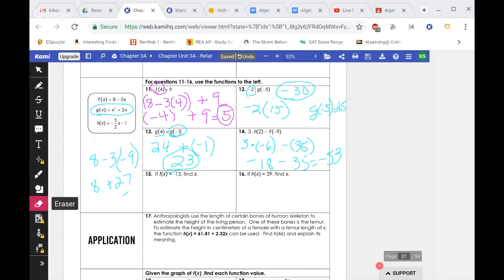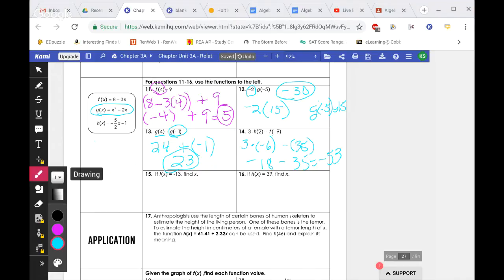How are you guys doing on these? I don't get that one, Miss Sparks. Can you tell me where I lost you, or should I just start over? For number 14, I thought it was supposed to be like over there, that chart, and use that.